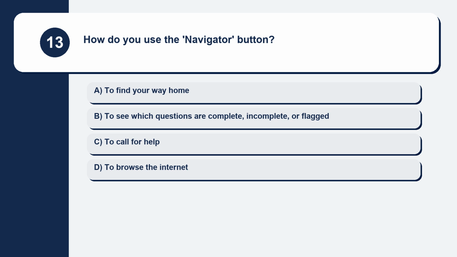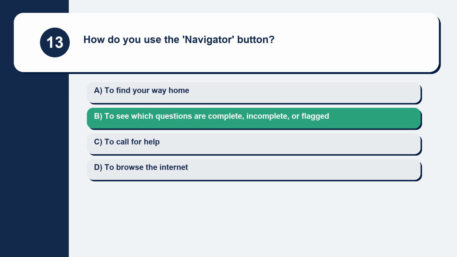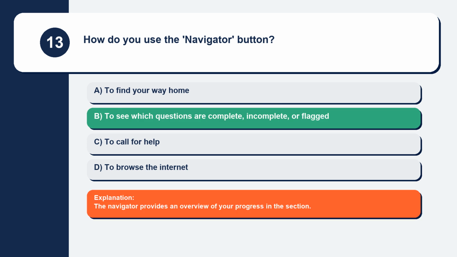Question 13. How do you use the navigator button? To find your way home. To see which questions are complete, incomplete, or flagged. To call for help. To browse the internet. The navigator provides an overview of your progress in the section.